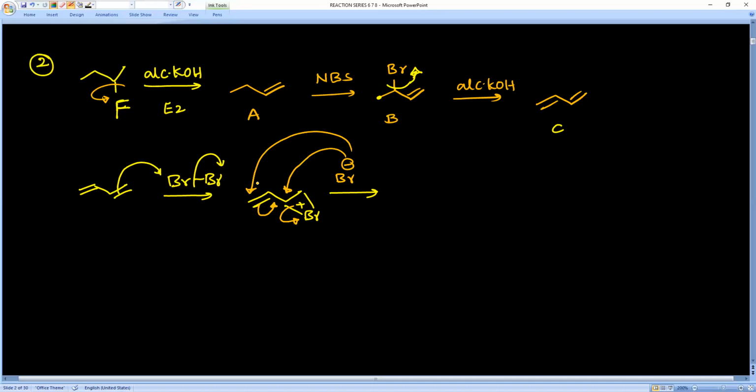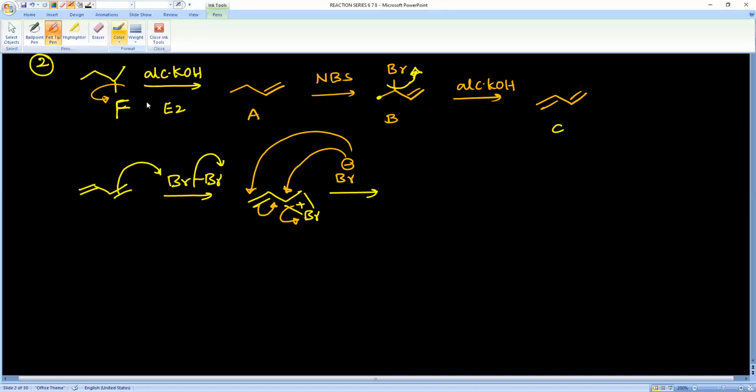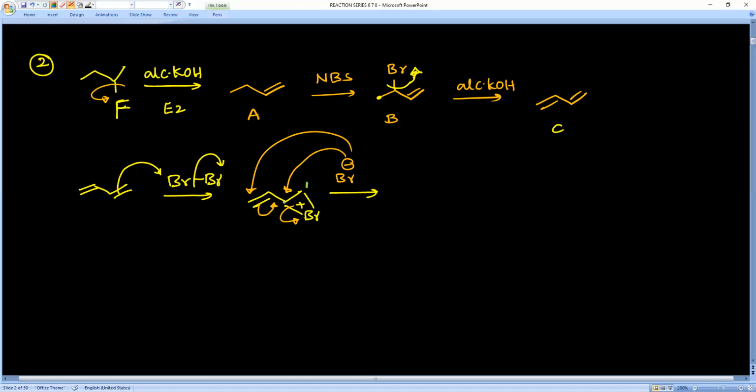This is 1,4 addition. Why is it called 1,2 and 1,4? Just in a simple method: let's say this is the first atom, second atom, third atom, fourth atom. On this first atom, bromine is already present. If Br minus attacks the second carbon, then it is called 1,2 addition. If Br attacks this fourth position, then it is called 1,4 addition.